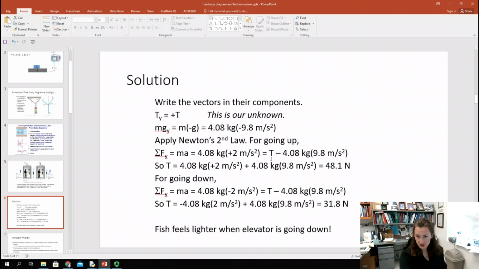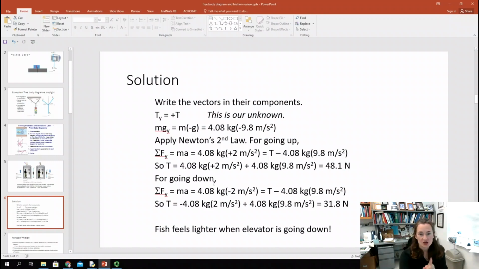So solving for T, what we would do is add the 4.08 times 9.8 to both sides of our equation, and we would end up with T equal to 4.08 kilograms times 2 meters per second squared plus 4.08 kilograms times 9.8 meters per second squared. The minus sign goes to a plus when I take it to the other side of the equation. Now, following through on my calculation there, I end up with a tension of 48.1 newtons. So our scale would read 48.1 newtons for the fish weight when it was going up, okay? Note that this is more than the true weight of the fish, which would just be mg.